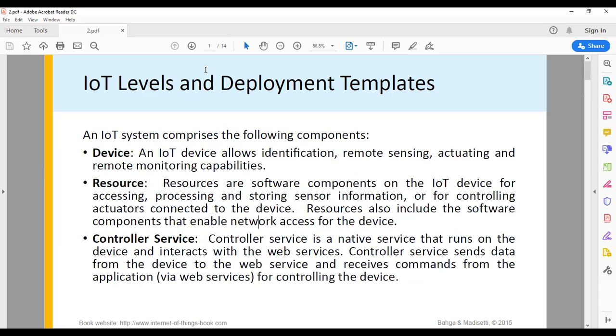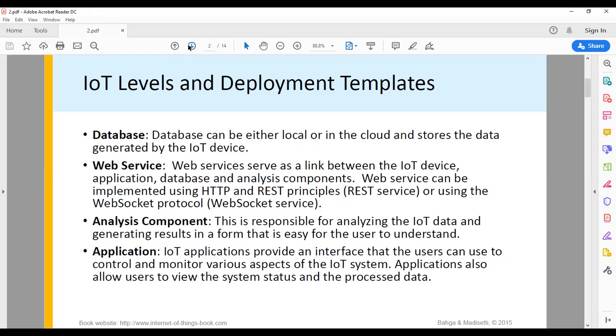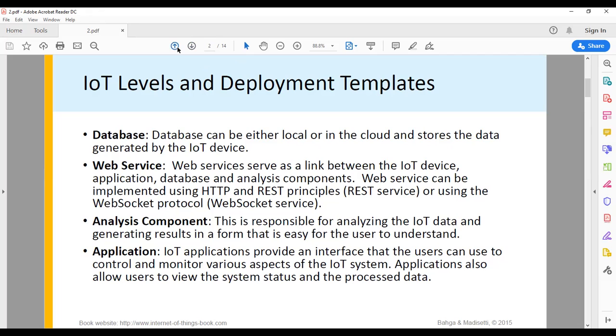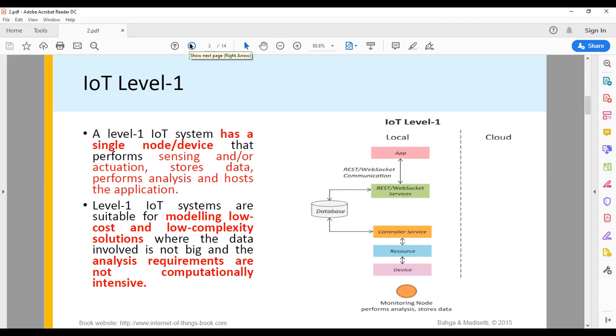Once again I am repeating: device, resource, controller service, then database, web service, analysis components, and application. These are the components. How these components are managed, or how they could give you better results from the IoT deployment, is the question. While designing IoTs, you should think about these six levels.